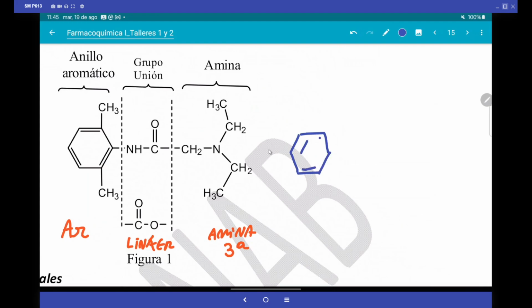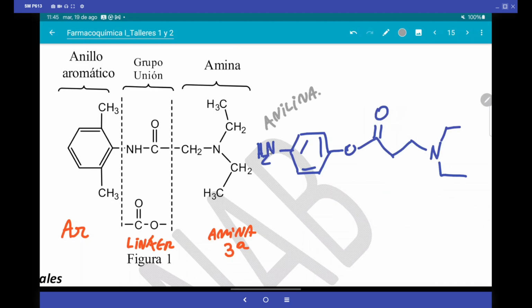And procaine has an ester here, and then it has 2 carbons. It has the tertiary nitrogen, and it has a nitrogen here. That is, it has an aniline in the structure, as you can see. It is similar, only that there is an aniline, the aromatic primary amine. Then we have an ester. The connector in this case is 2 carbons. And then we have the tertiary nitrogen.